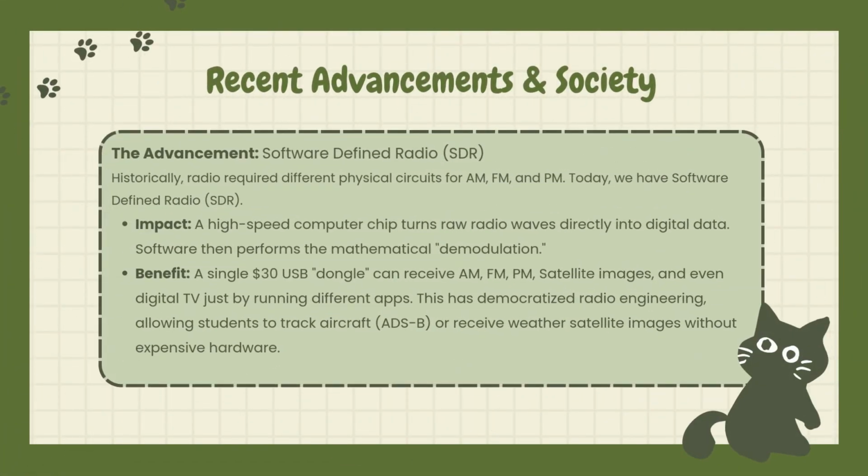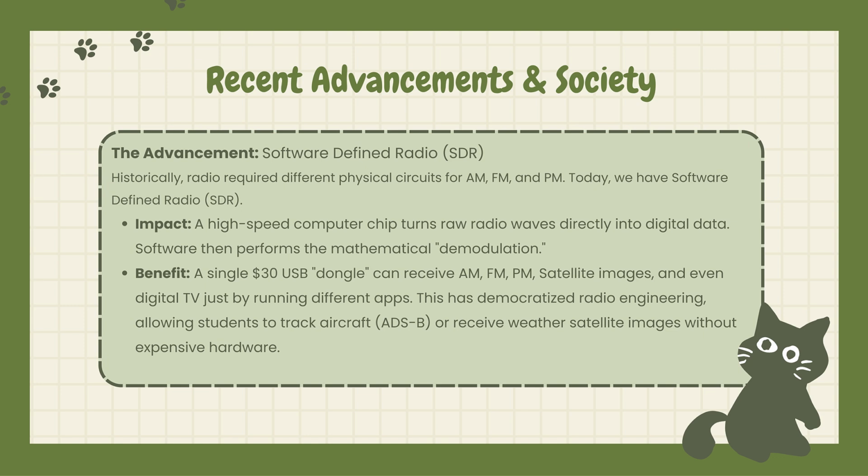Now let's discuss recent advancements in communication systems. One of the most important developments is software-defined radio, or SDR. In the past, radio systems required different physical circuits for AM, FM, and PM. Today, SDR replaces most of this hardware with software. A high-speed digital processor converts incoming radio waves directly into digital data. The demodulation process is then performed using software algorithms.